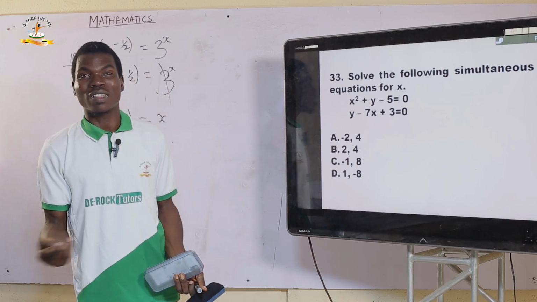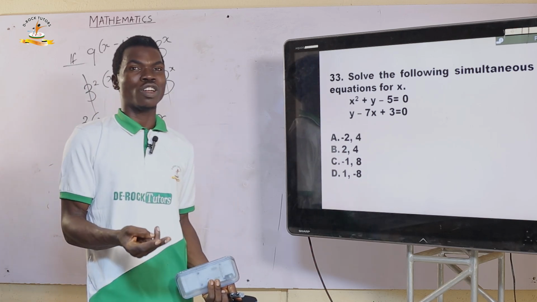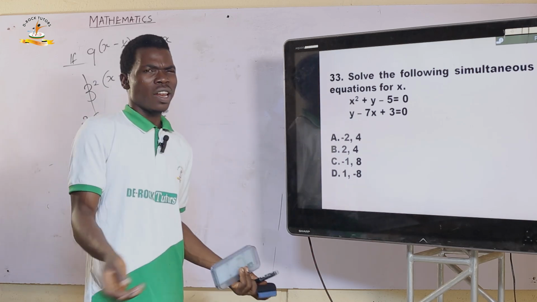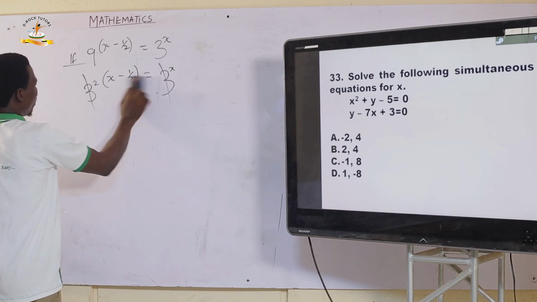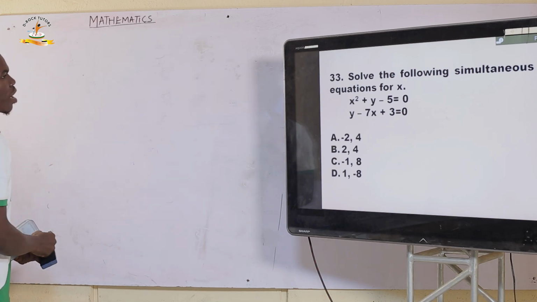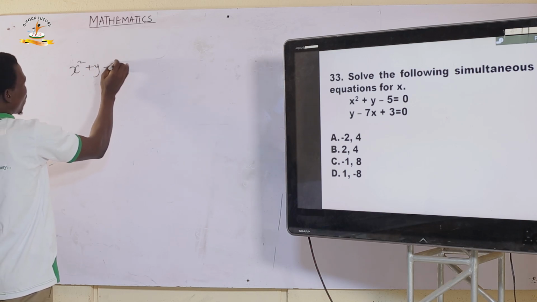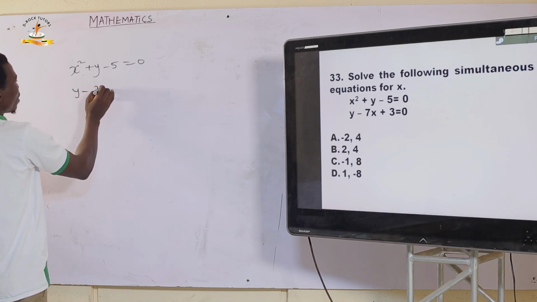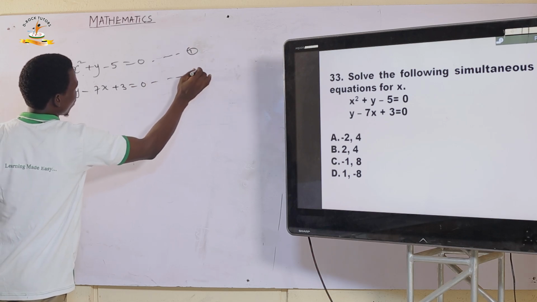However, there is no method that can solve this more easily for you except the substitution method. So always think of the substitution method when you have this system of equations. Let's see how it goes. So we have x squared plus y minus 5 equals 0, and y minus 7x plus 3 equals 0. I call this equation 1, I call this equation 2.